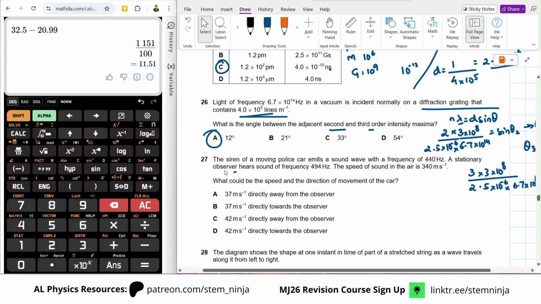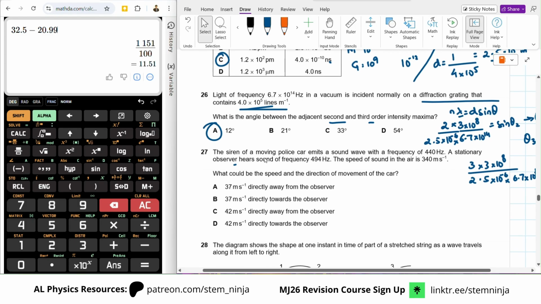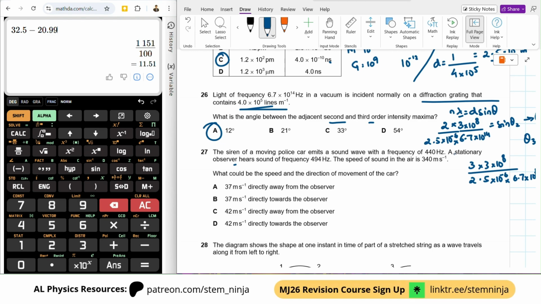The siren of a moving police car emits a sound wave with a frequency 440 Hz. A stationary observer hears the sound 494 Hz. Speed of the sound in the air is 340 meters per second. What could be the speed and direction of the movement of the car? So first off, frequency is increased. So observed frequency is increased. So that means it is coming towards the observer. So this cancels out, this cancels out.